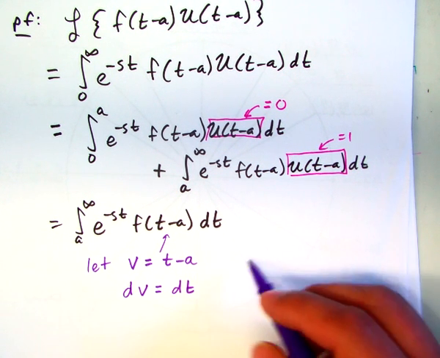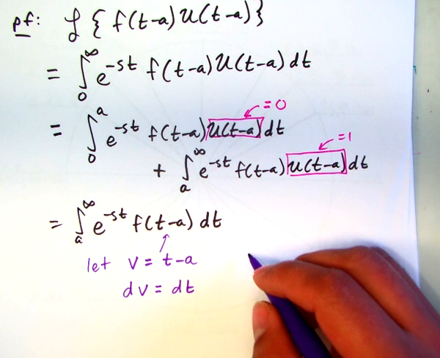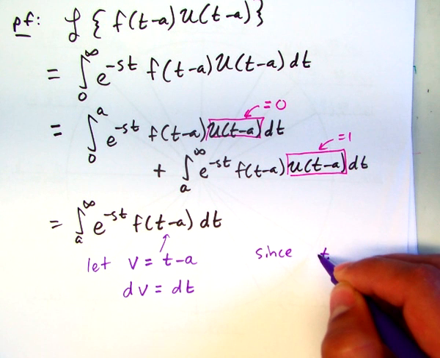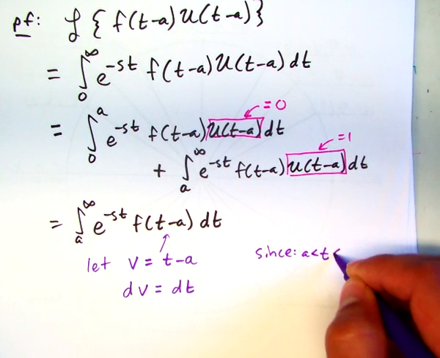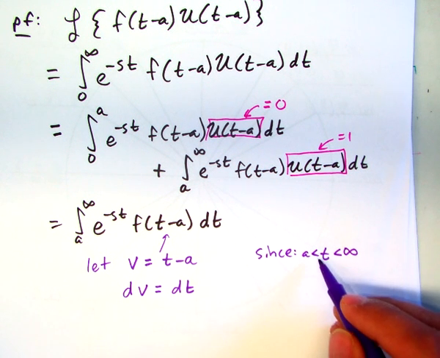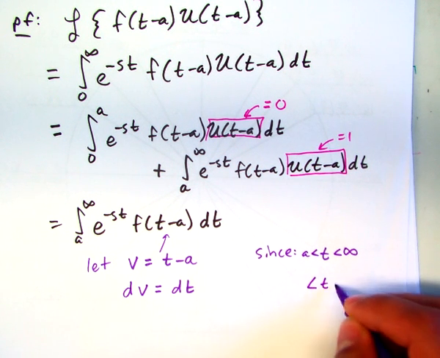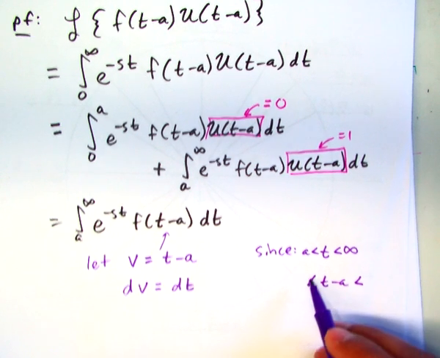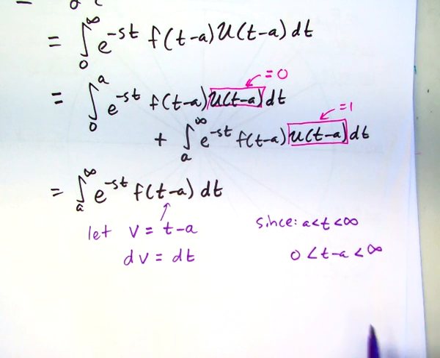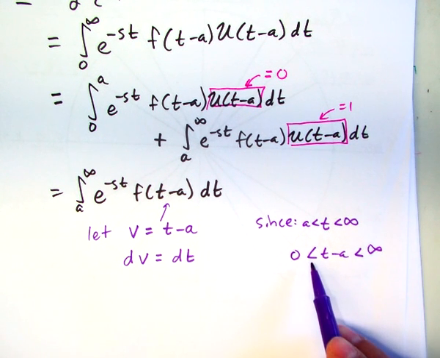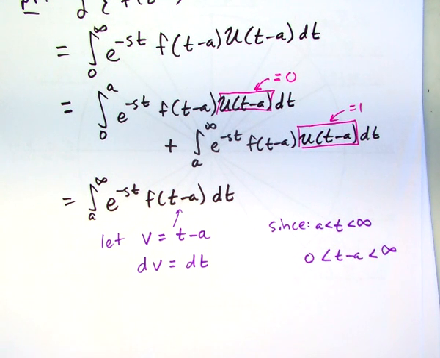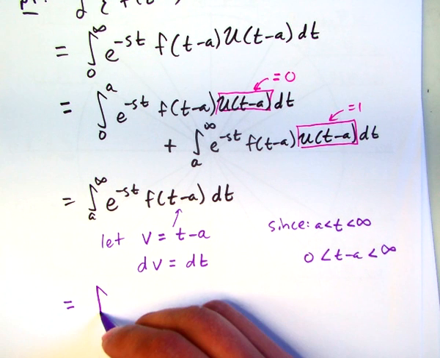And now what this allows us to do, since currently t is from a to infinity, if I look at t minus a, what would this lower bound be now? 0. Infinity is still going to be infinity. But now what this allows us to do is use the definition of the transform, because the definition is from 0 to infinity. So we can rewrite the integral now with a little change of variables here.